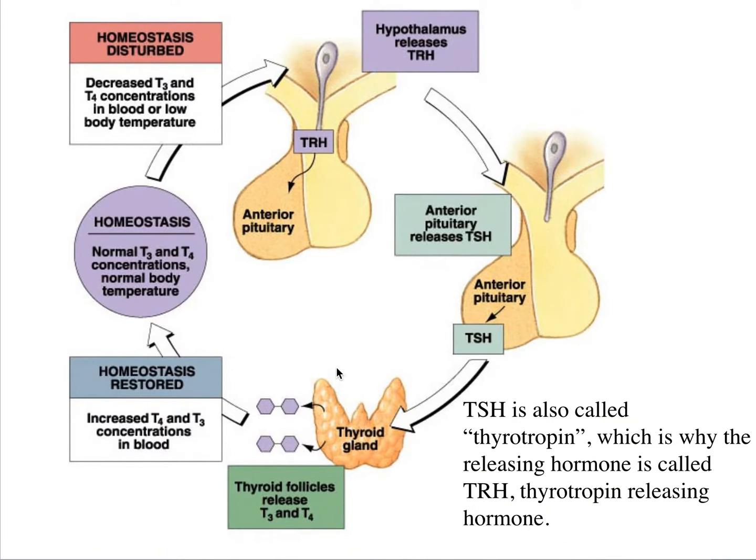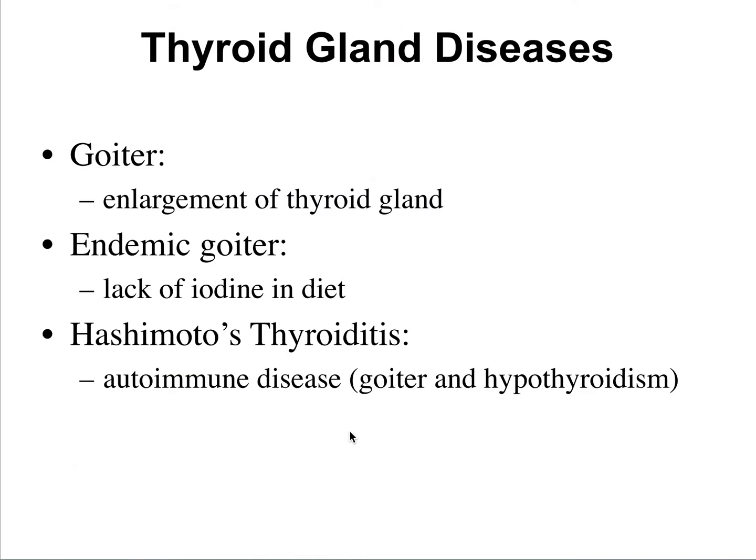So TRH, TSH, where does TRH come from? Hypothalamus. Where does TSH come from? Anterior pituitary. And where does T3, T4 come from? The thyroid gland. What is T3, T4 used for? Metabolism.